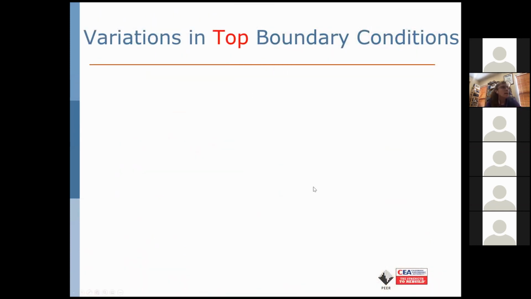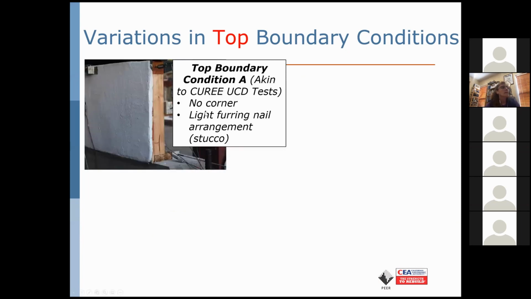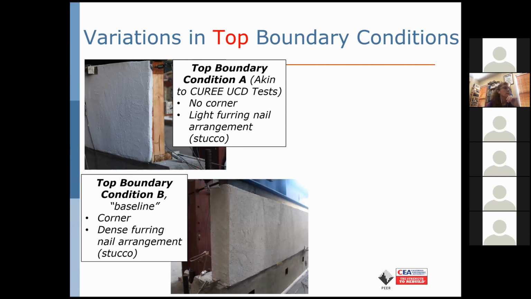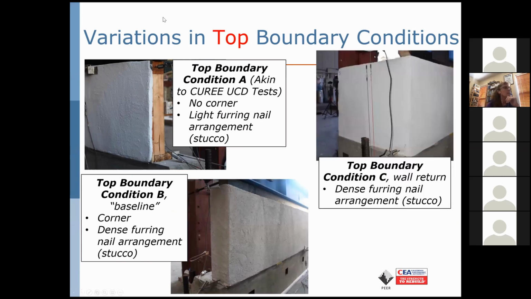I mentioned we looked at boundary conditions. We looked at it from the top and the bottom boundary condition, and in the context of a cripple wall, the top being the interface between the top plate and the framing, which would naturally come up above. We sort of naively label them A, B, C. You can see the top boundary condition A is what we tested at UC Davis when I was there years ago. This was captured throughout the program.